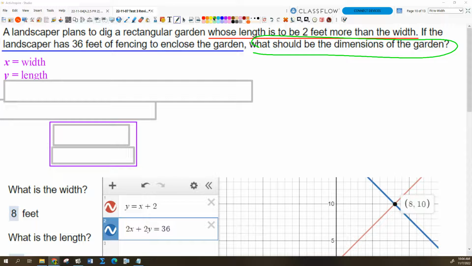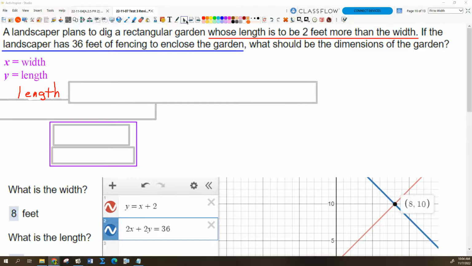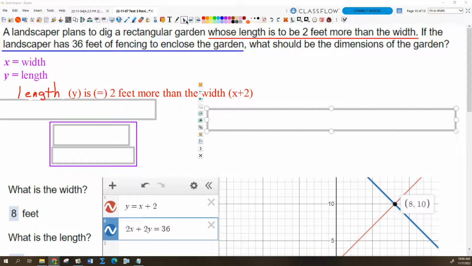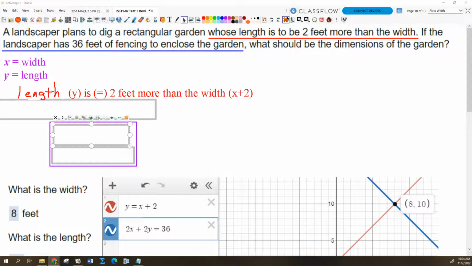So how about the red statement then? Length is 2 feet more than width. Yeah, everybody get that? Right? So is means equals, so length, Y, equals 2 feet more than width, X plus 2. Boom. Give me thumbs. Okay? Bottom one.